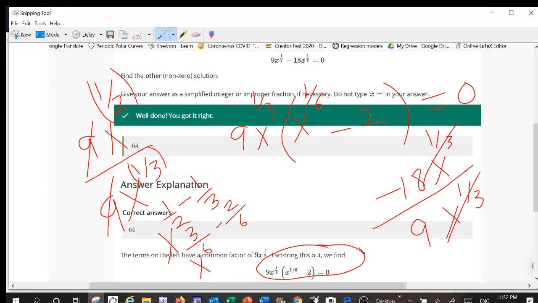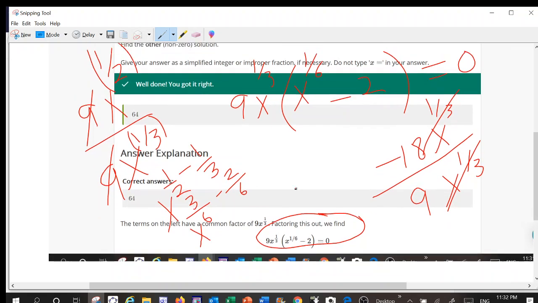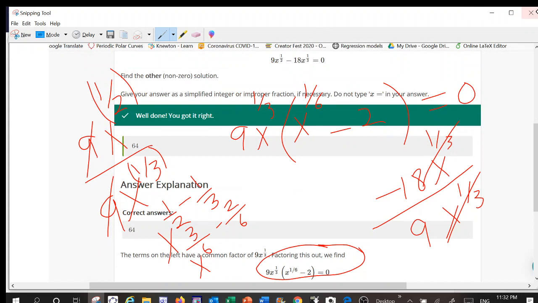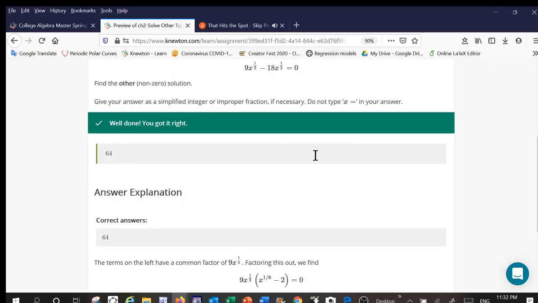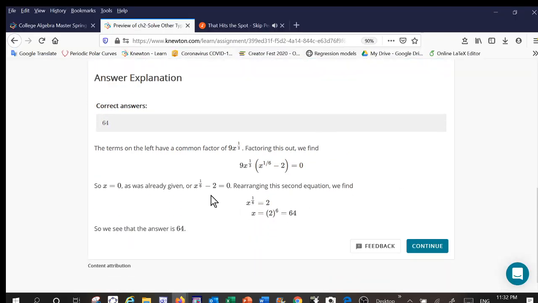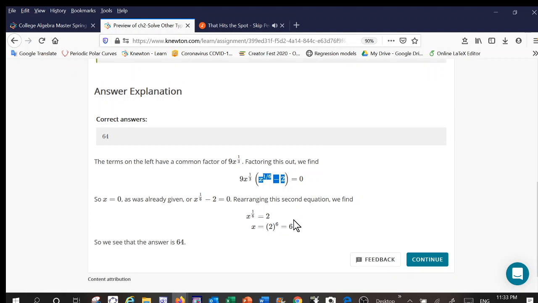And then again, you do the same thing. You set them equal to 0. The rest of it, you just set them equal to 0. If you set that equal to 0, you just get 0. If you set this equal to 0, then you get this equals 2, and raise both sides to the 6th power to get this answer. All right?